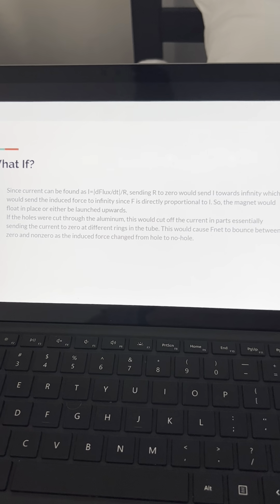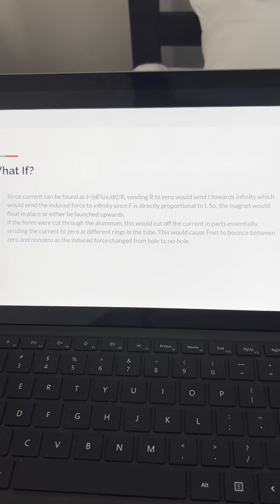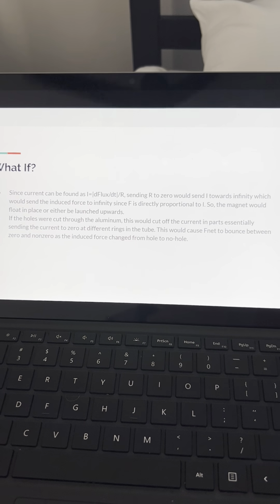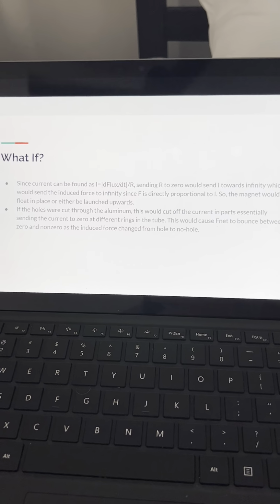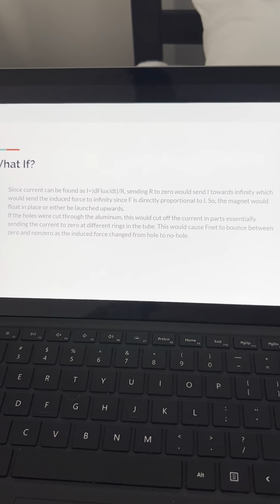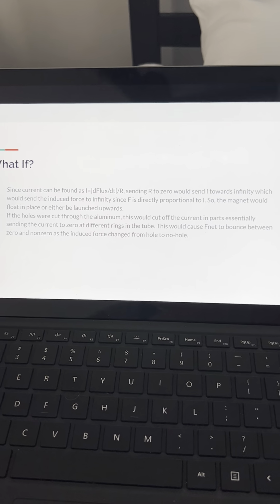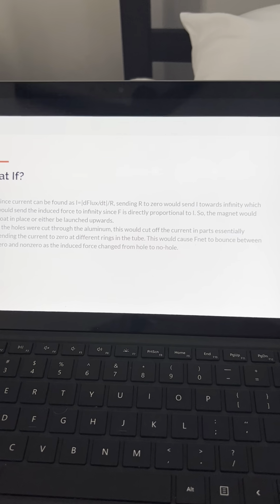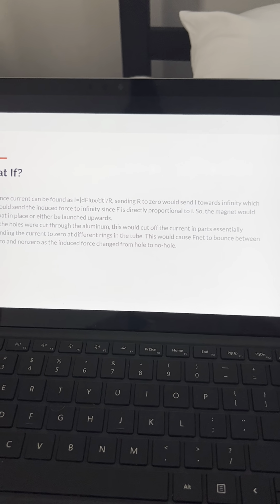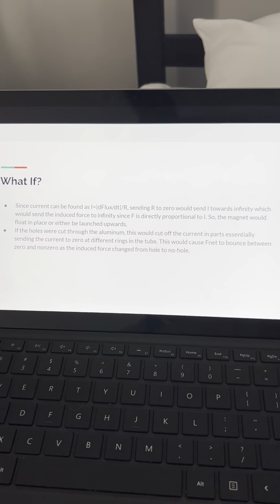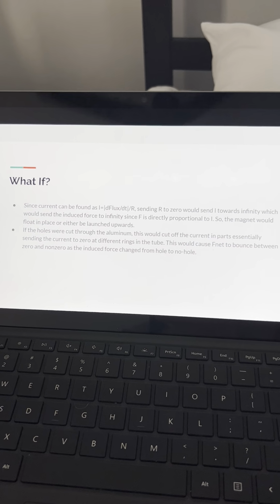First, the force of gravity is initially the main force, but then the induced force gets stronger. So what if we sent the resistance basically down to zero? This would send the current to infinity, and the force to infinity, so the magnet would kind of just float in place or potentially be launched upwards. If we were to cut holes through the aluminum, this would weaken the current or completely destroy the current in different parts of our model with the tube cut into rings. And this would make the F net kind of bounce between zero and non-zero as we go past these holes.